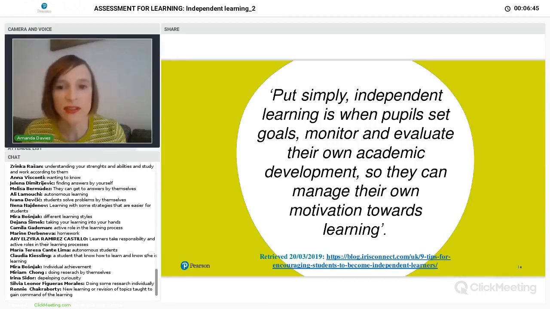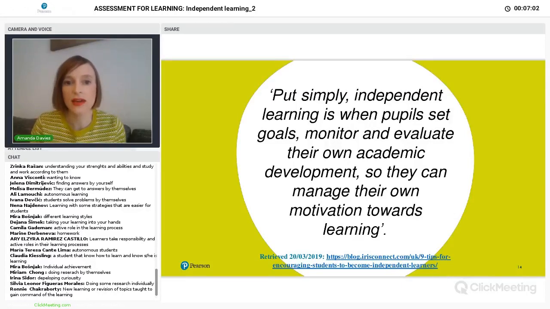So the teacher is still there to support them, and there's a lot we can do to motivate our students. But if the goals and the motivation come from the students themselves, then their learning is much more effective. So we want students to take responsibility and be independent when it comes to their own progress and their goal setting.